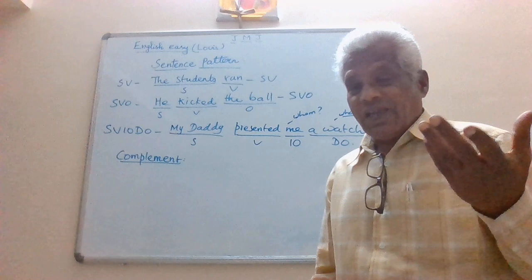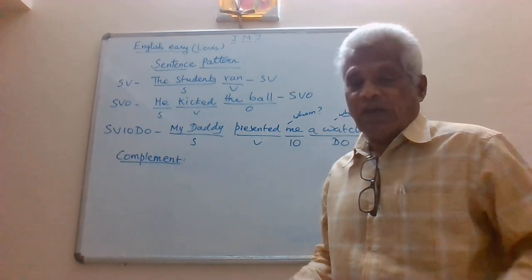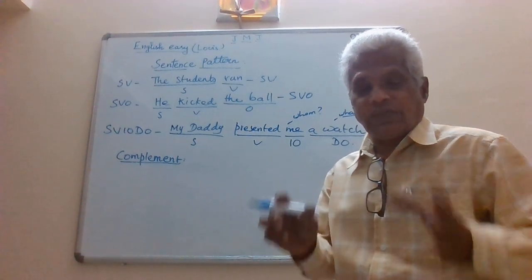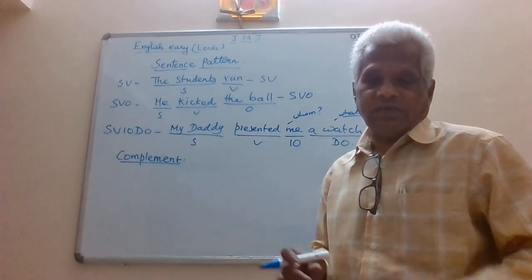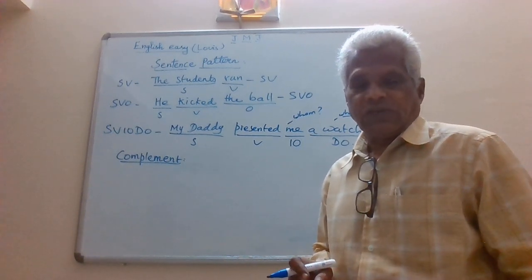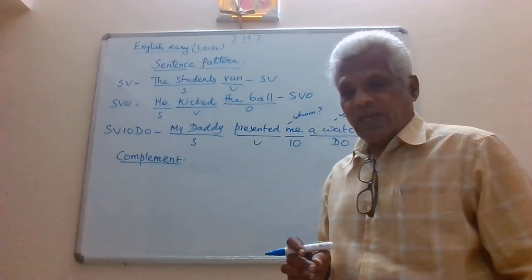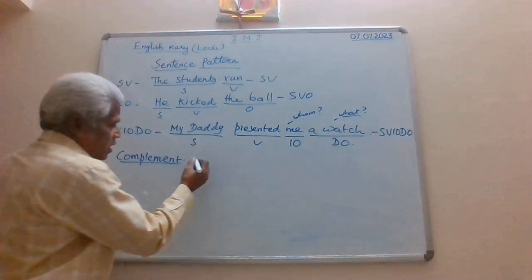For example, a person can be a doctor or engineer, whatever you may call it. So, complement is a word that tells you who the subject is. In other words, it tells the profession of a subject or the prestige, the power that a person holds. Okay? So, let me write the sentence now.